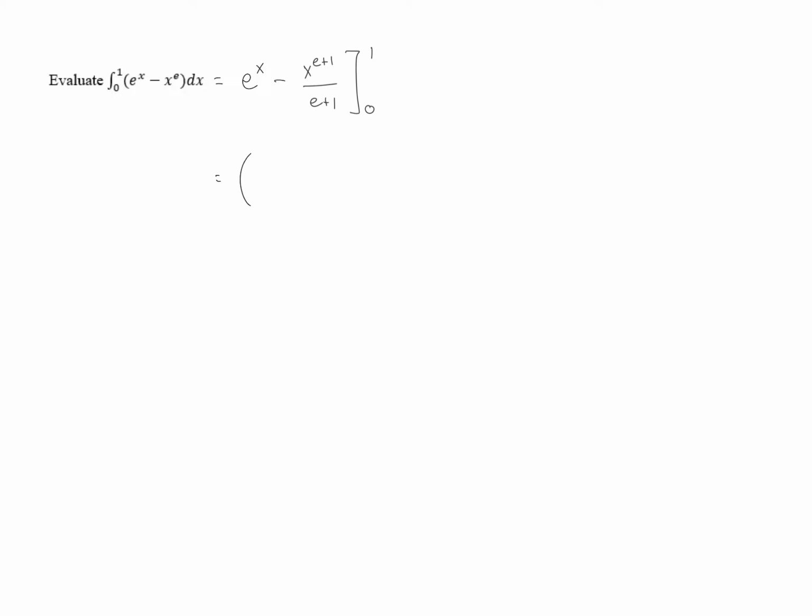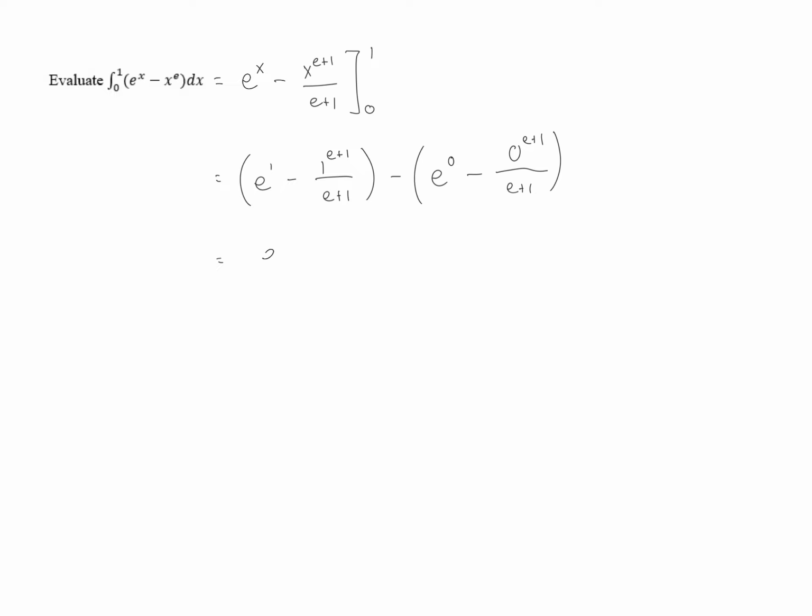So when we plug in 1, that's going to be e^1 minus 1^(e+1) all over e+1. And then minus, we plug in 0: e^0 minus 0^(e+1) over e+1. And what do we get?